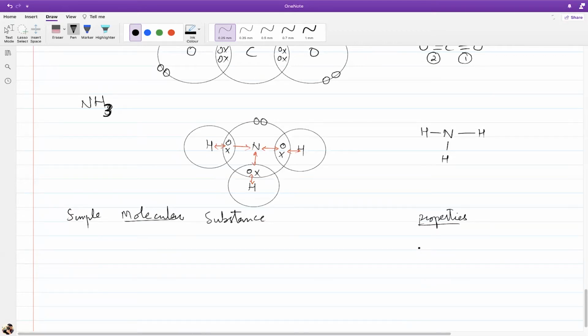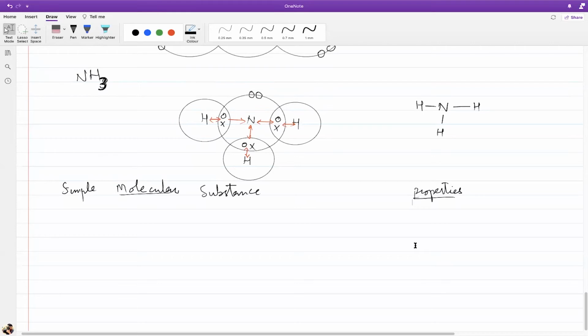So what are the properties of simple molecular substances? Let's suppose ammonia or water, we take that as an example. Then ammonia has a low melting point. If you have solid ammonia, it is brittle, which means it breaks easily. Similarly, these things do not conduct electricity, which means they are bad conductors.